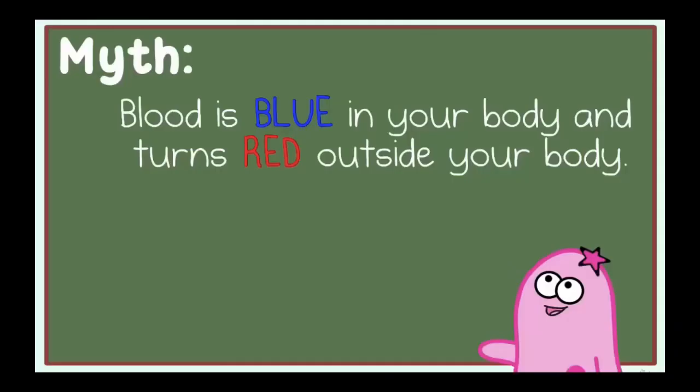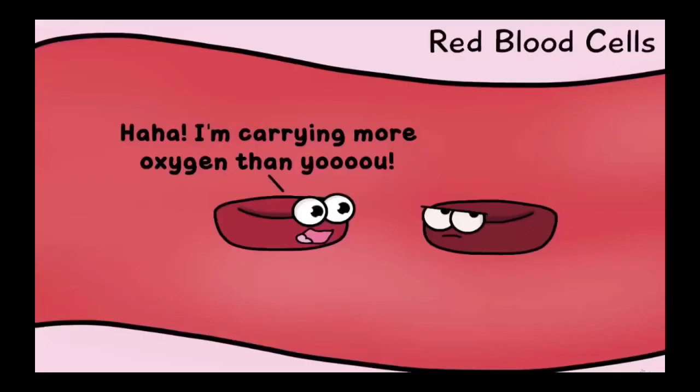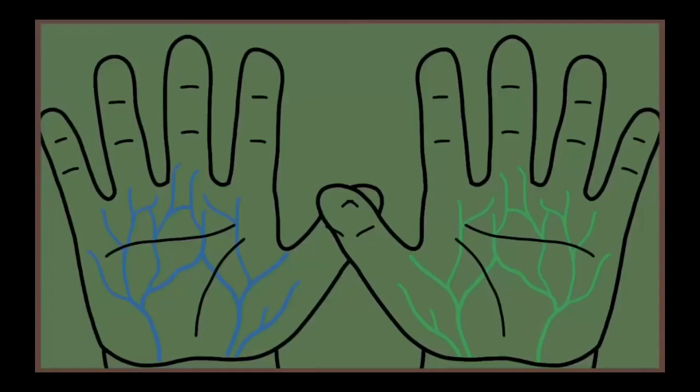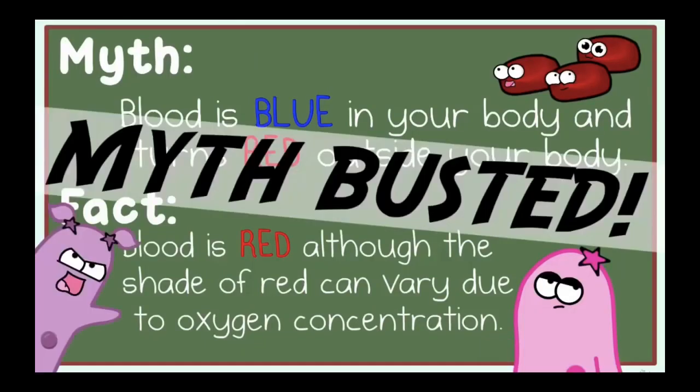Did you ever hear this rumor that your blood is blue and then turns red when it reaches oxygen? Well, guess what? That's not really true. Your blood is red. It's always red, even inside your body, though the shade of red can vary slightly due to the amount of oxygen present. Veins may appear blue or even green to you through the skin, but it's actually related to the wavelengths of light, so go to the Google for that.